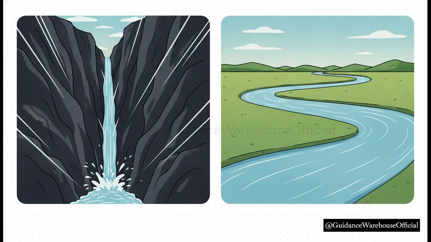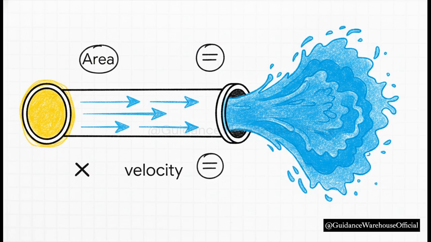Now compare that to the mighty Amazon River. The water there might actually be moving pretty sluggishly, low velocity, but the river is massively wide and deep, meaning it moves a huge volume of water. So flow rate isn't just about speed, it also heavily depends on the size of the pipe or river it's flowing through. And this leads us directly to our second crucial equation.